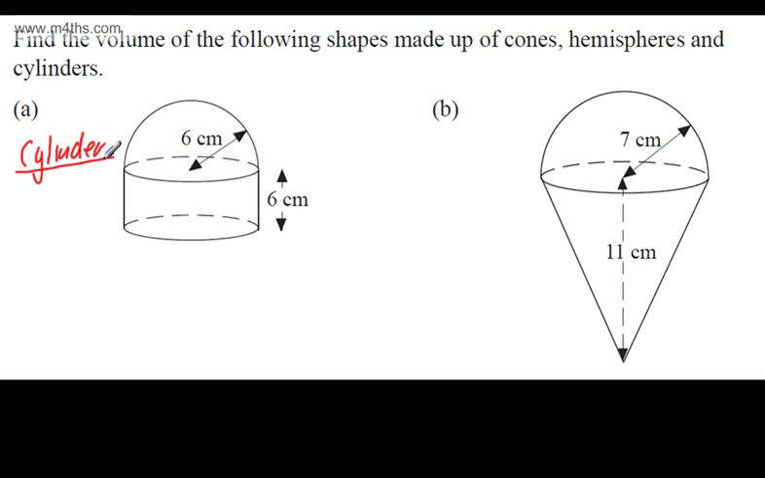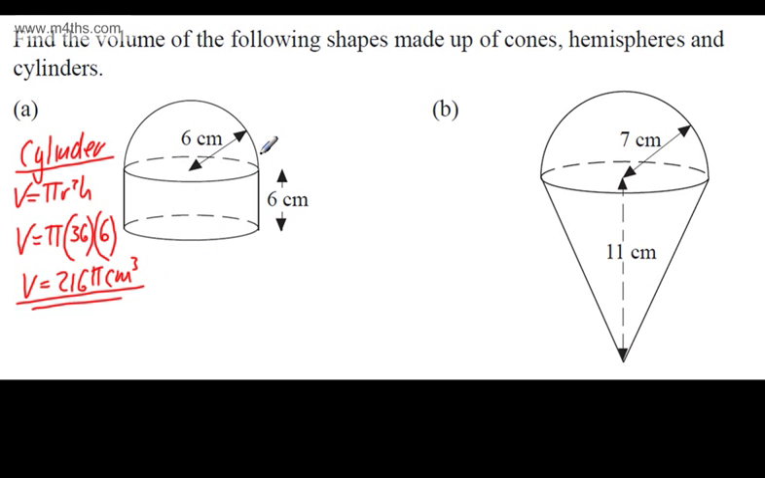If we start with the cylinder, the cylinder is going to be pi r squared height. So we can say the volume is going to be pi multiplied now by the radius squared, which is going to be 36, multiplied by the height, which is 6. So as an exact value, we can say this is going to be 216 pi centimetres cubed.